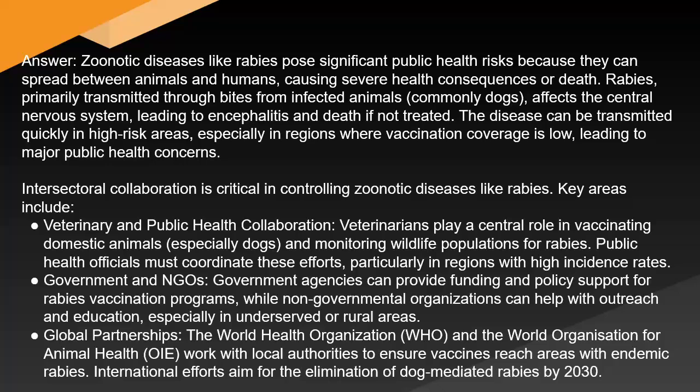Global partnerships. The World Health Organization (WHO) and the World Organization for Animal Health (OIE) work with local authorities to ensure vaccines reach areas with endemic rabies. International efforts aim for the elimination of dog-mediated rabies by 2030.